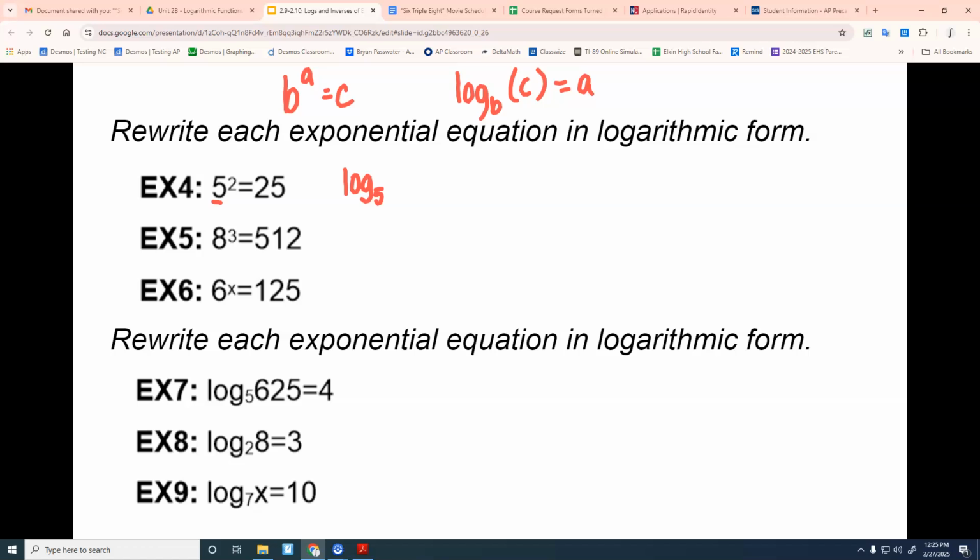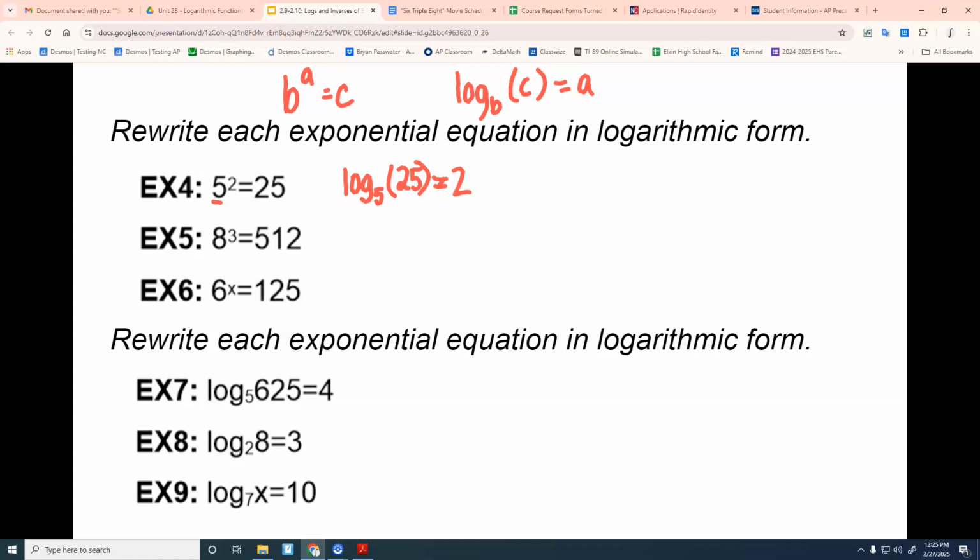All right. So we got log base 5, and then the exponent goes over here on the other side of the equal sign. The answer of the original goes over here for that 25. You might see that 25 with parentheses or without parentheses. It can be written either way. Make sure you're writing that base on that log as a subscript. So it's little and it's below.